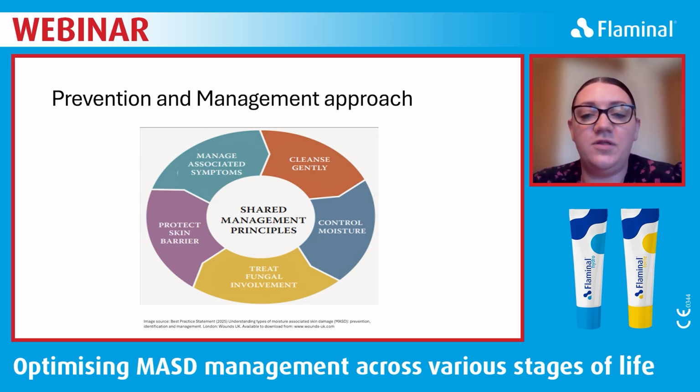We've also, though, got to consider controlling that moisture. We've got to get that right balance. So using an absorbent dressing or product that's able to take away that excess moisture to balance the hydration with a barrier protectant will be effective.